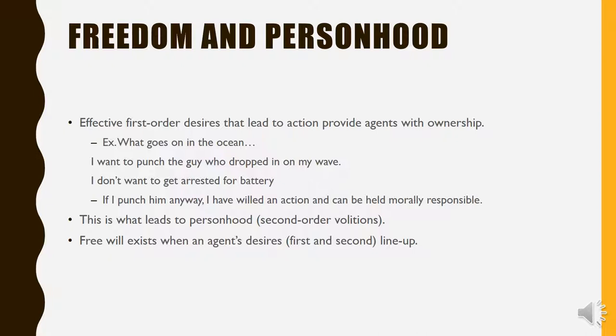But I wouldn't be exercising my free will because of the fact that my second order desire is telling me not to do this. It's something outside of my power. And if it's outside of my power, then my free will is taken from me. But I would still have to take ownership for this action.